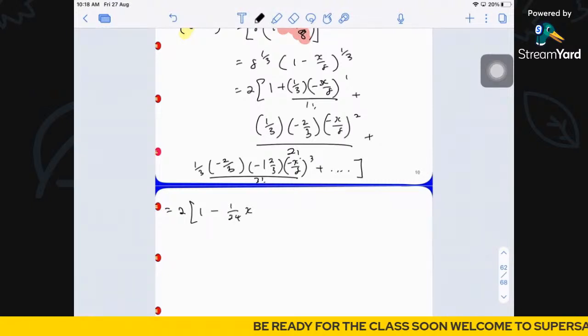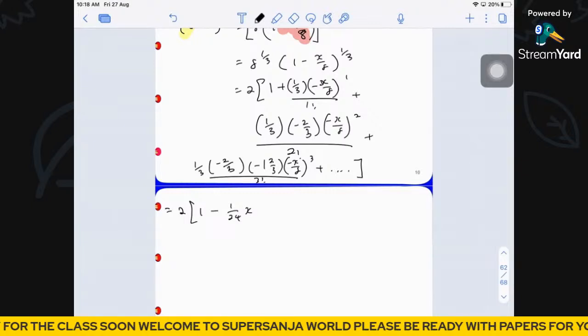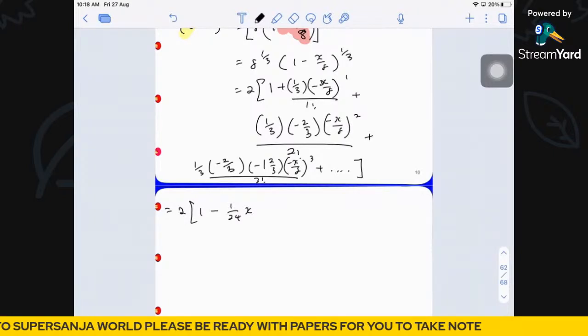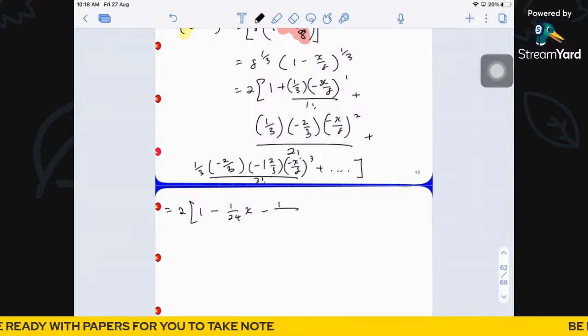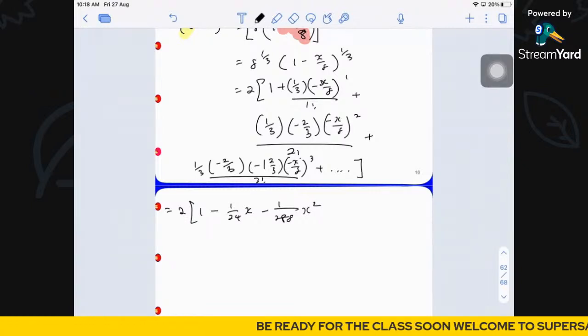Then the second one there, you press your calculator, bracket 1 over 3, close bracket, bracket again, negative 2 over 3, close bracket, then bracket again, negative 1 over 8, close bracket, power of 2. There you get negative 1 over 288 x squared. So if you press your calculator correctly, I'm very sure you get the answer. Everybody can press for the third one.